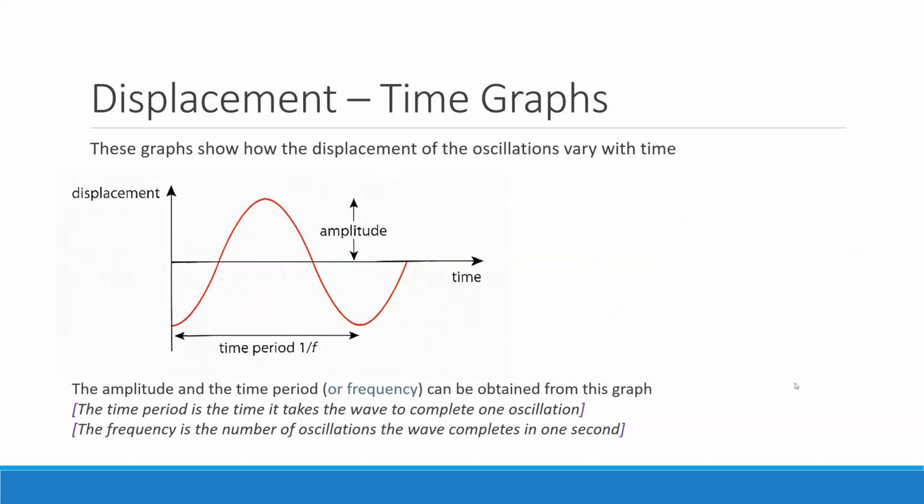The time period, what is the time period? The time period is defined as the time it takes the wave to complete one oscillation. So one back and forth motion, one repetition. Whereas the frequency is the number of oscillations that occur in 1 second. And if you understand what per second means, then you would understand that the relationship between time period and frequency is time period is 1 over frequency, or frequency is 1 over time period.